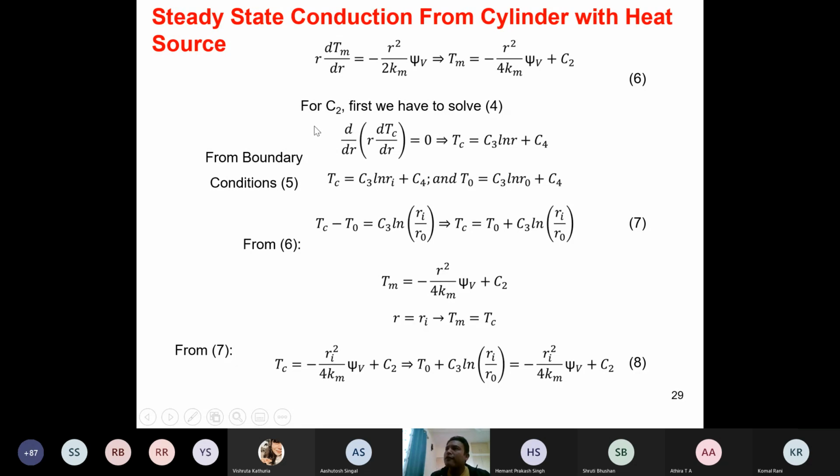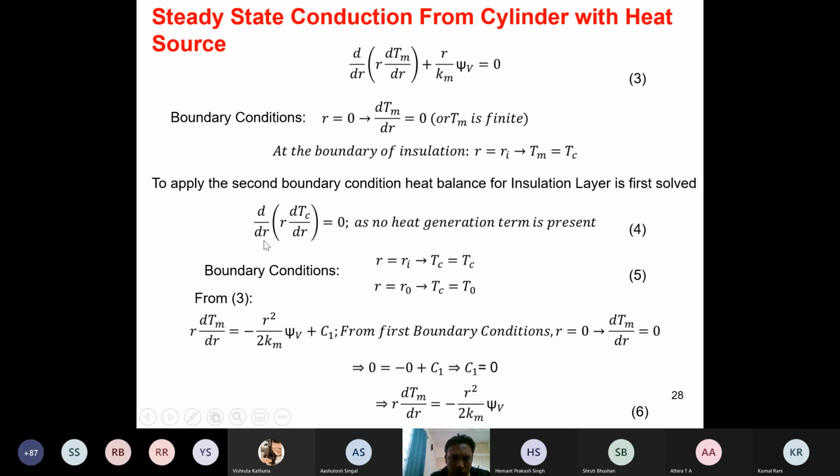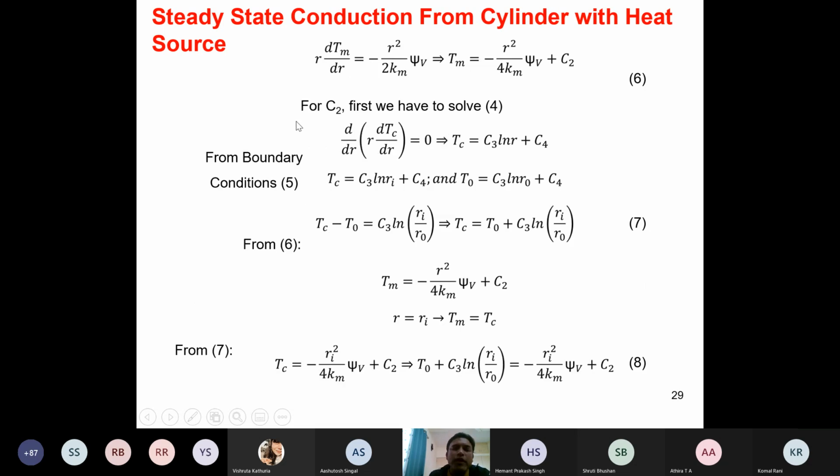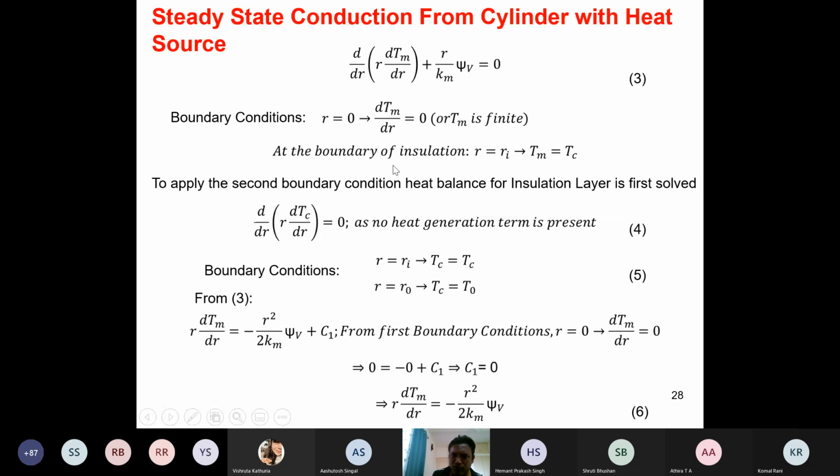So the heat balance for the insulation layer is d by dr of R dTc by dr equals 0. That is what we have obtained. Remember, this is equation number 4. D by dr in the bracket R dTc by dr equals 0, isn't it? So let us start with this equation. We can integrate this equation twice. By integrating equation number 4 twice, what we get is Tc equals C3 ln R plus C4, isn't it? Now in this particular equation, C3 and C4 are other integration constants. Again, we cannot apply the first boundary condition here because the Tc at the boundary of the metal wall and the insulation we don't know, even though the boundary conditions we have written in both the cases.